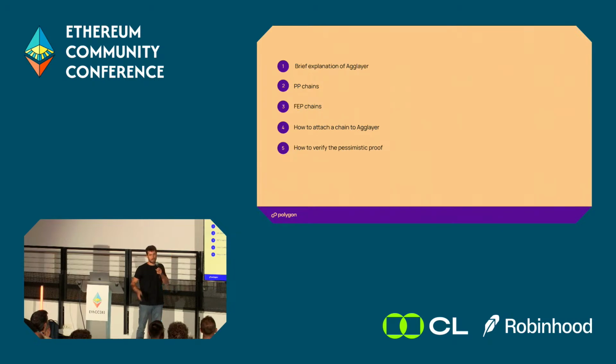First of all, I will explain what the aggLayer is and why we are building it. Then the two types of actions that we support to be added to the aggLayer, the PP and the FEP. And in points 4 and 5, we will dive into the code and see two functions. A function that is called to attach a chain to the aggLayer and also a function that is called to verify the pessimistic proof. We will check the inputs and, at a very high level, the code inside the function.